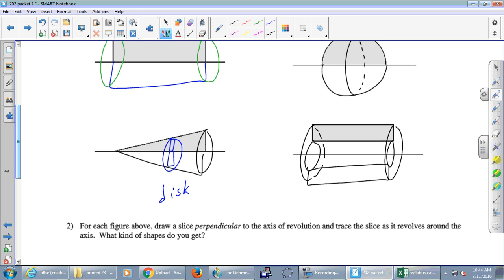So disc. And if we do the same thing here, where there's a space in between, it's like a CD with a big hole in the middle, maybe a washer, right? Another kind of plumbing thing.